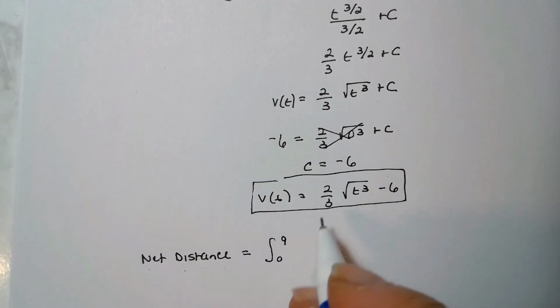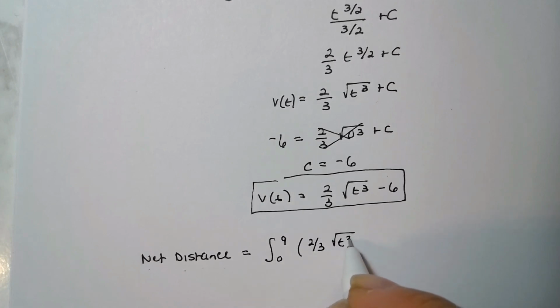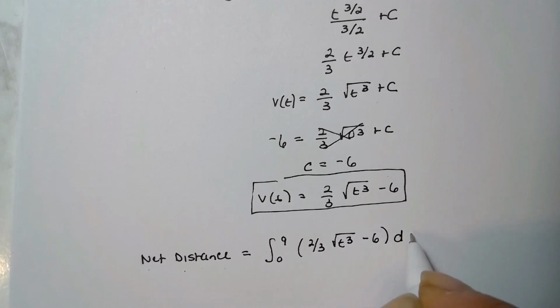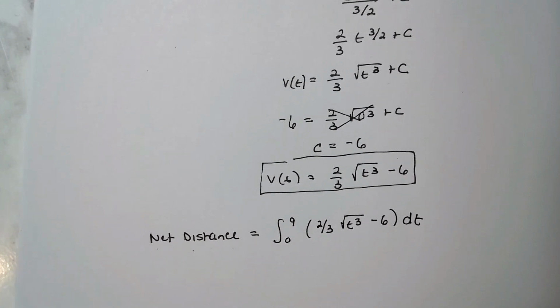Okay? And I'm going to integrate this thing, 2/3 square root of t cubed minus 6 dt. Remember, even if you forget the dt, you're going to lose the point. It has to be perfectly the integral, because if it's not, then it's wrong. So keep that in mind. Alright, and then we're going to use our handy dandy calculator because the integration's not that bad on that. Figuring out the values might be.